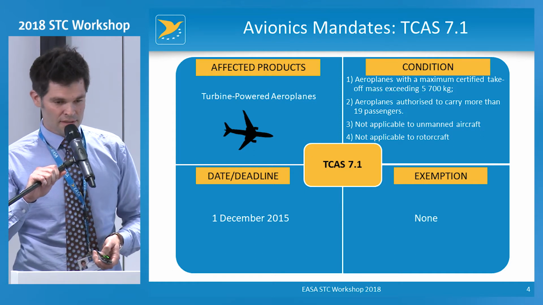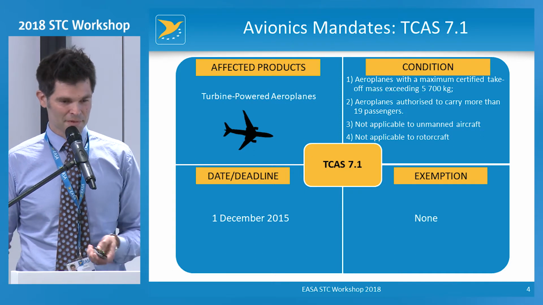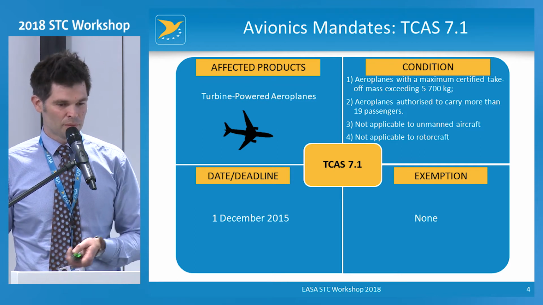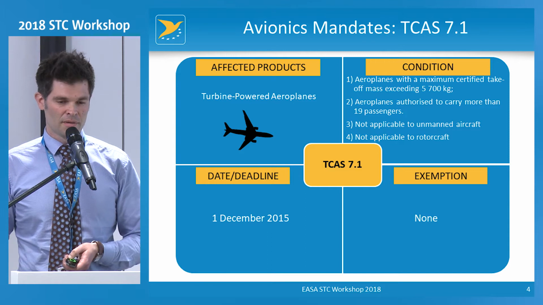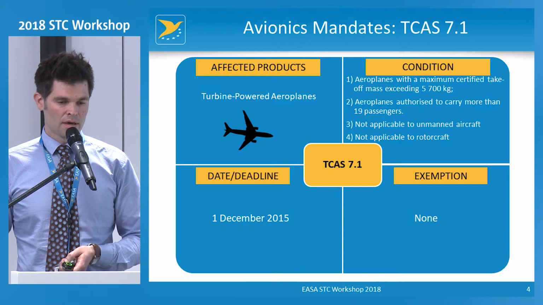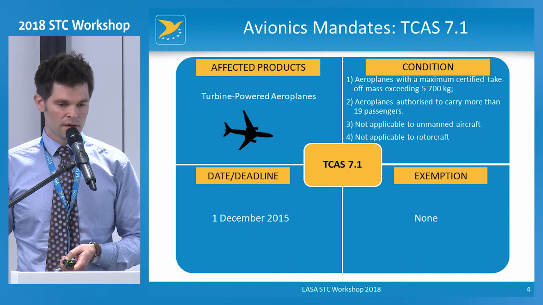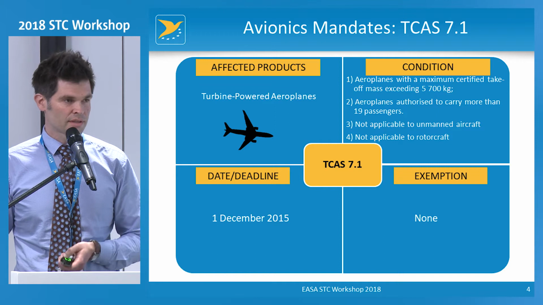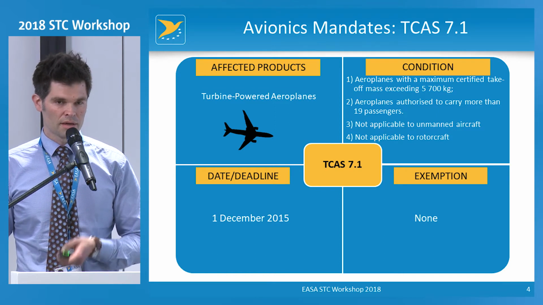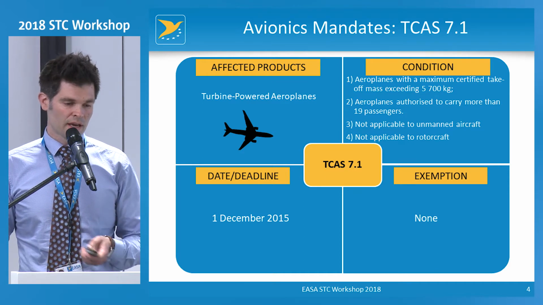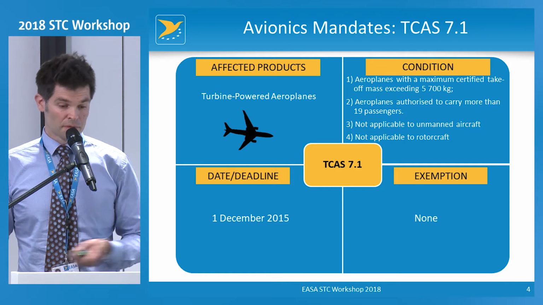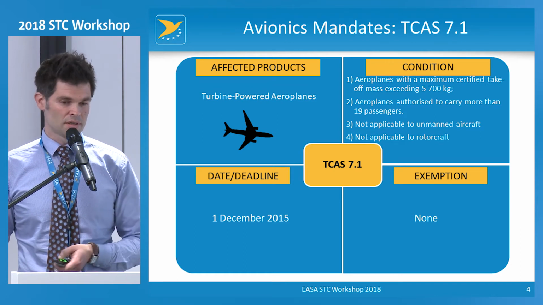I would say this is the easiest one. The affected products are only turbine-powered aeroplanes with a maximum certified takeoff mass exceeding 5,700 kg, or aeroplanes authorized to carry more than 19 passengers. And this is not applicable to unmanned aircraft and not applicable to rotorcraft. The deadline is well behind us today. This is December 2015. And there is no exemption. This one is really easy.